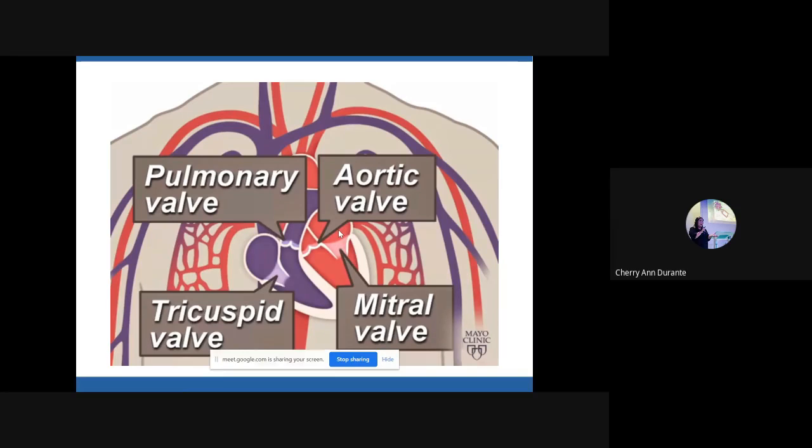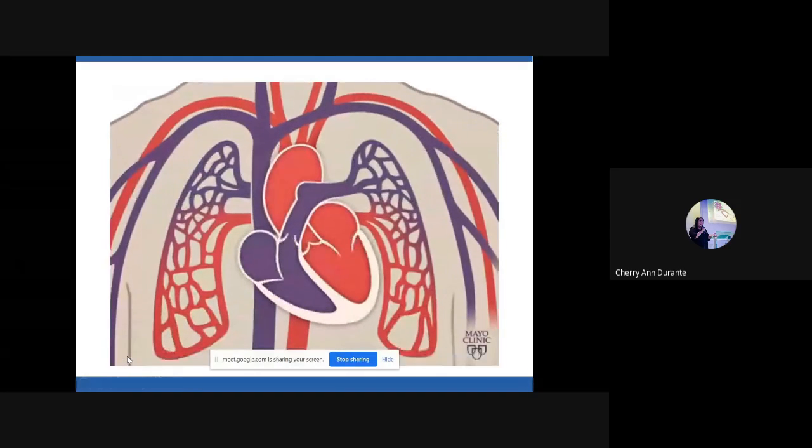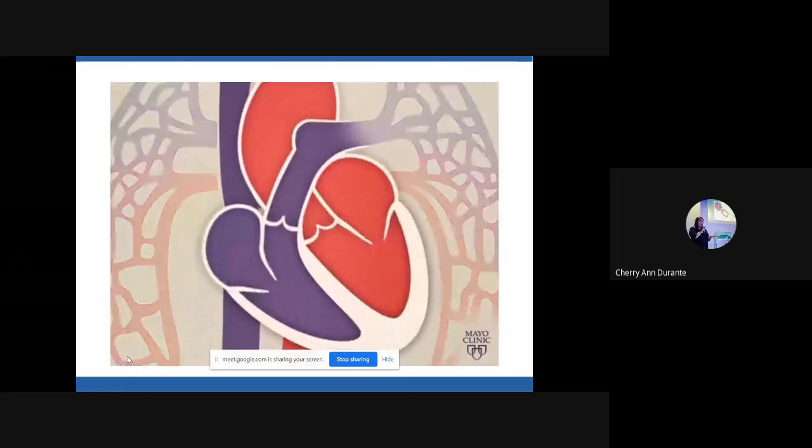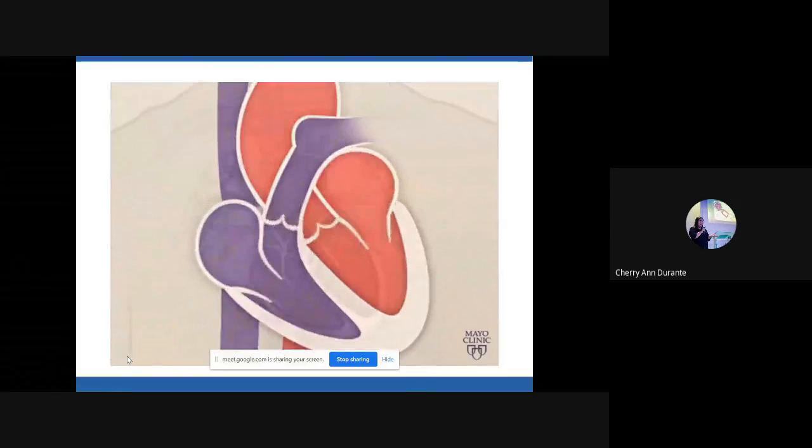So yung kanila, they are synchronous in closure and opening, thus causing the pumping mechanism of the heart as lub dub, lub dub, lub dub. So they only open when pressure is there.